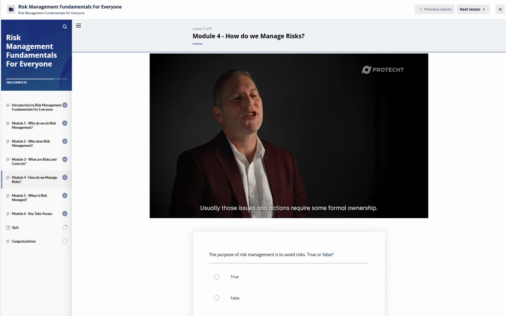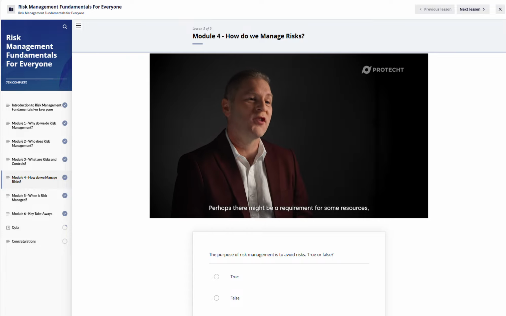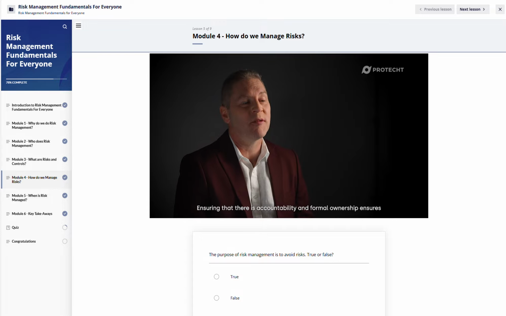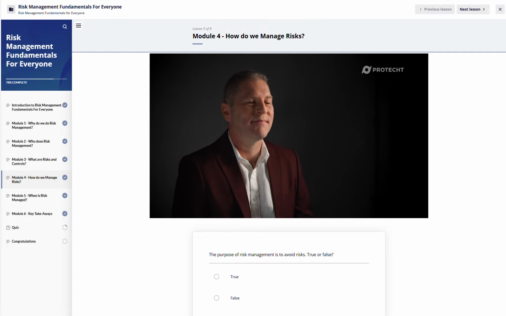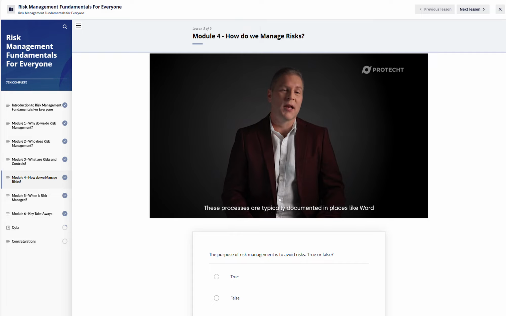Usually, those issues and actions require some formal ownership. Perhaps there might be a requirement for some resources, financial or human, in order to rectify those issues. Ensuring that there is accountability and formal ownership ensures that those are taken seriously and that they are addressed. Now, these are some of the formal processes that may be in place in your organisation. You may be involved in some of them. These processes are typically documented in places like Word or Excel documents or in enterprise risk management systems.